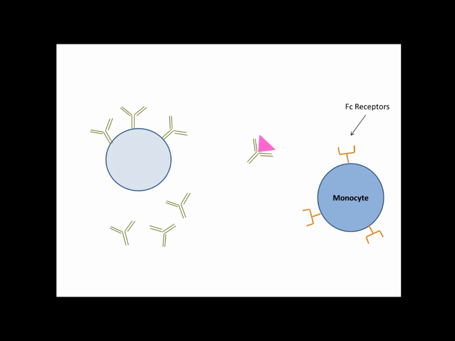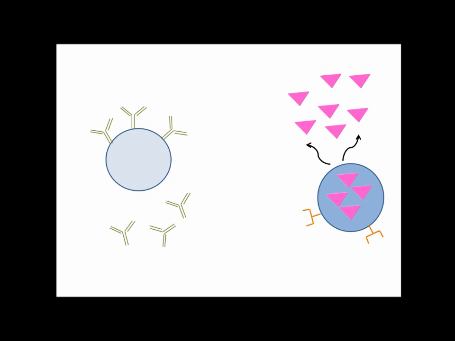Instead, the antibody-virus complex binds to the Fc receptors of cells such as monocytes. When this complex binds to the cell, the virus gets ingested. Once inside, the virus begins to replicate. When the virus is ready, it gets released from the host cell.